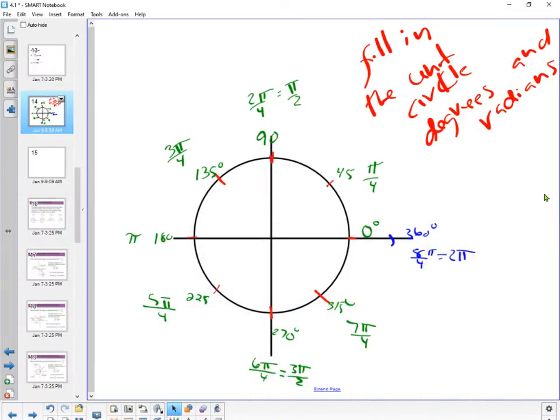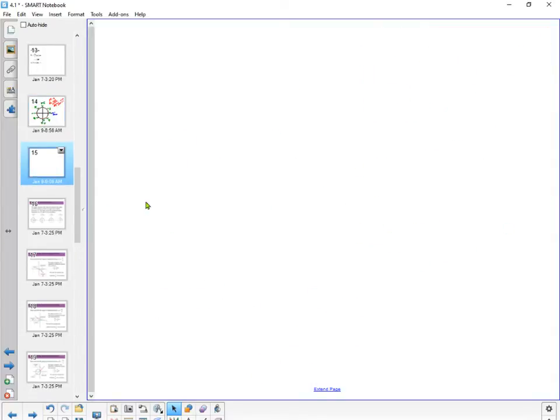How do you guys feel about those? Yes. It's not as scary as you thought it was? All right, so I want to show you the other special triangle.